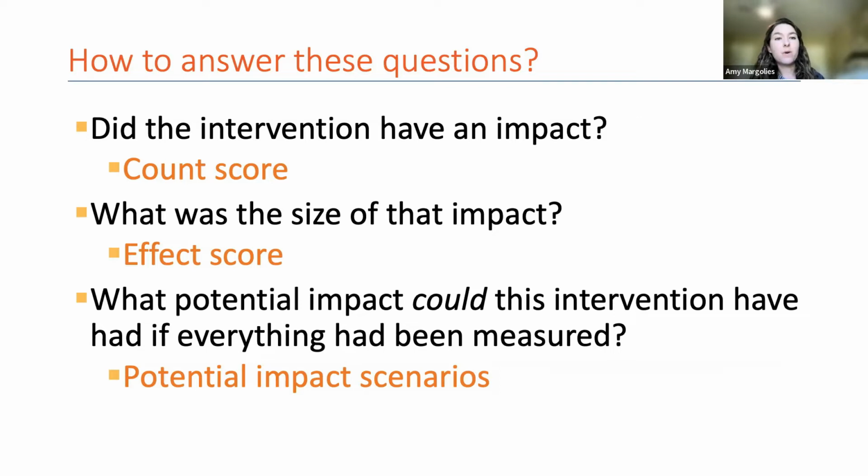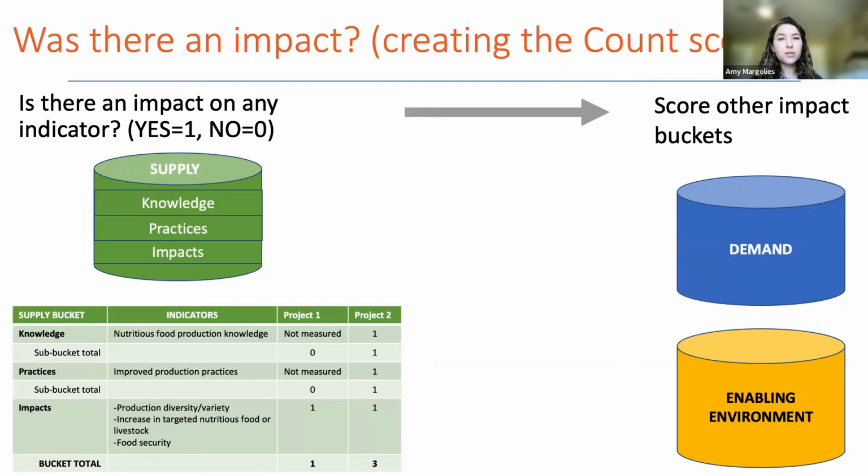We then needed to think about what was the size of that impact, so looking at effect sizes, actual impacts from trials and evaluations, and then thinking through what potential impact could this intervention have had if everything had been measured. And we're thinking through that because the impacts on other age groups might not be measured. Most of the projects we screened did not have a measured value for each category, and we know these projects often have impacts not just in one target age group, but more than one because of the effect of the intervention on the household. So in terms of the count score, it's very straightforward, just a qualitative score.